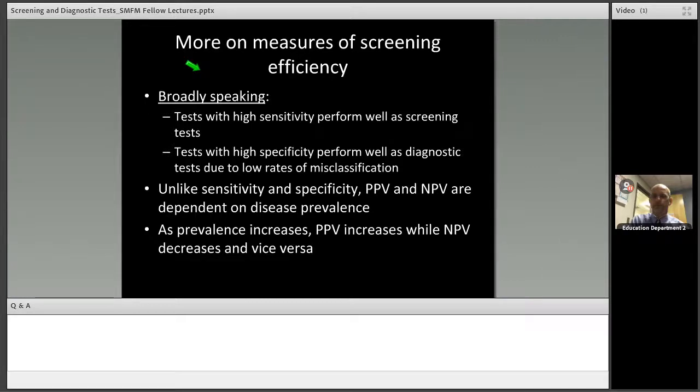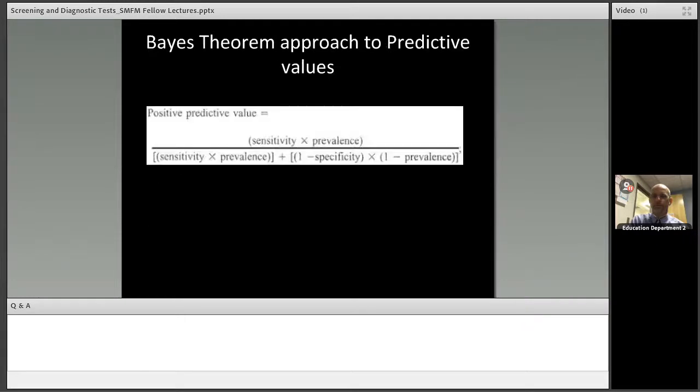So unlike sensitivity and specificity, the positive predictive value and the negative predictive value are, however, dependent on the prevalence of a disease in a population. So as the prevalence of the disease increases, the positive predictive value increases, while the negative predictive value decreases, and vice versa. And that's a very common principle to remember in epidemiology.